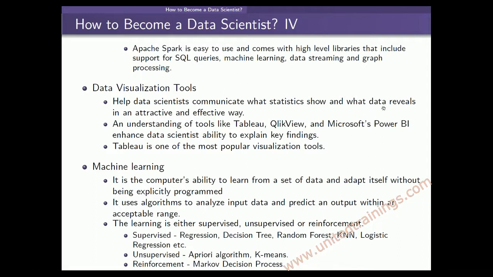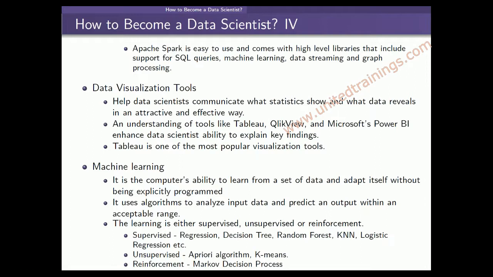And machine learning is the heart of data analytics. Without the knowledge of machine learning, you cannot become a data scientist or do data analytics. Machine learning means the computer's ability to learn from a set of data and adapt itself without being explicitly programmed. That means you don't need to write lengthy programs, some multiple thousands of lines. Simply you have a library, so use the library and you can use that for your specific purpose.